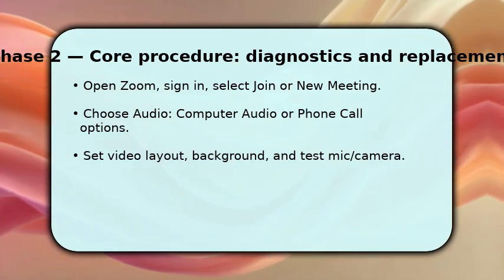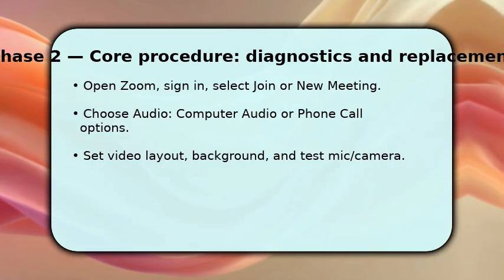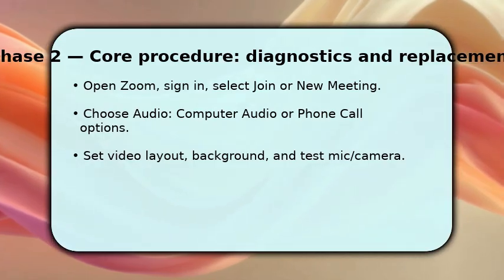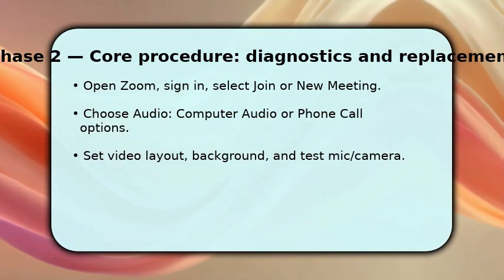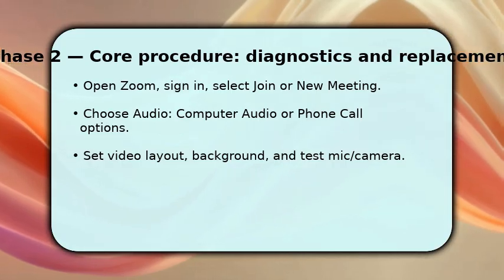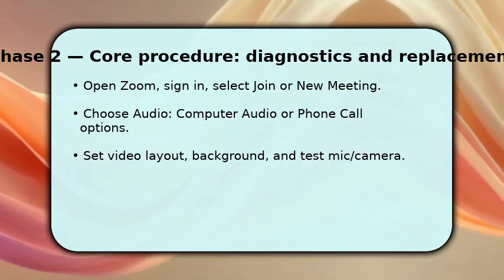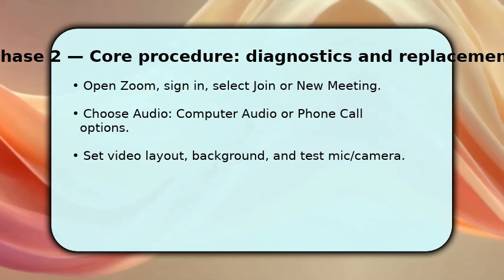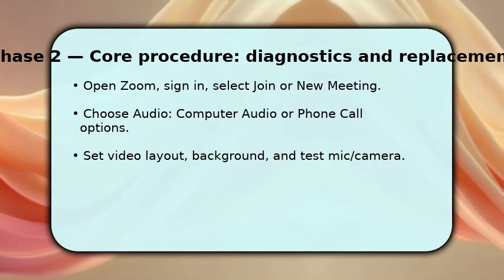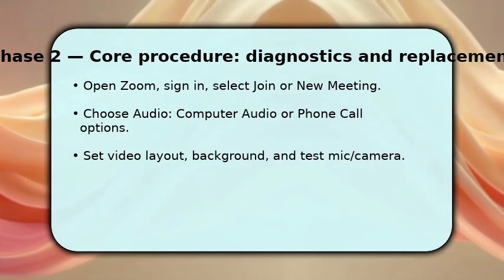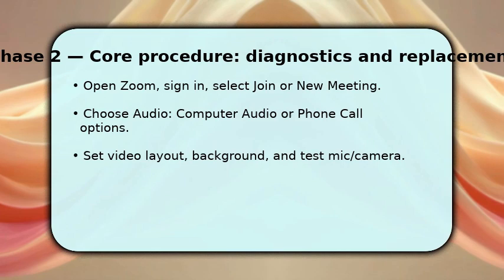Once in, click Join Audio and pick Computer Audio to use your headset or speakers, or select Phone Call if you need dial-in. Make sure to test mic and speaker levels via the audio settings, and then set video layout and virtual background if needed. Remember that switching devices mid-meeting requires you to reselect audio source, so confirm everything before you start speaking.